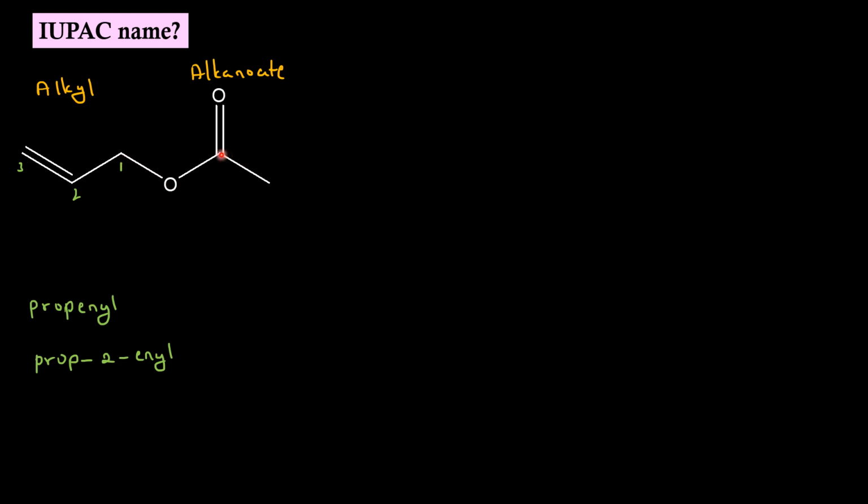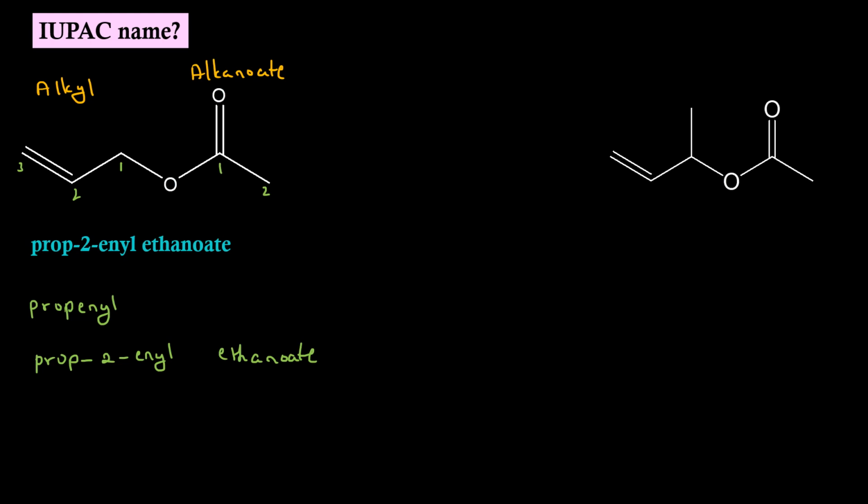On the acid side, 2 carbon atoms. So the name will be ethanoate. IUPAC name is prop-2-enyl ethanoate. In this molecule, more or less similar, but we have one more attachment. This is the alcohol part, acid part. Acid part name remains the same, that is ethanoate.